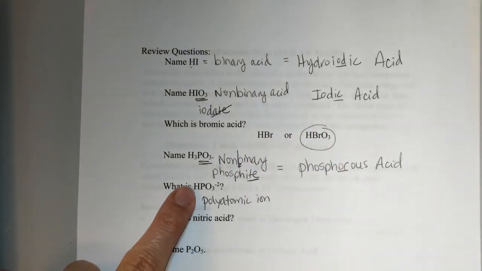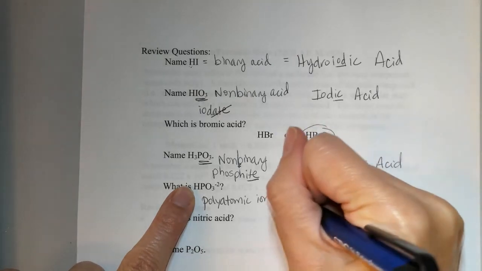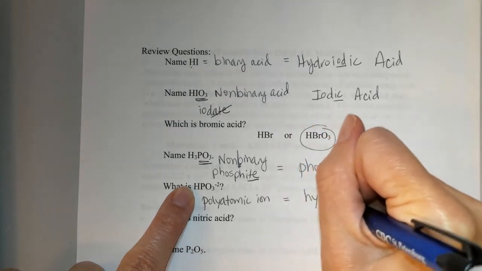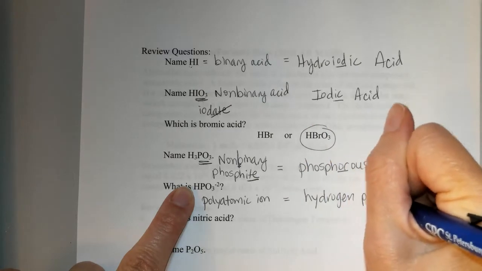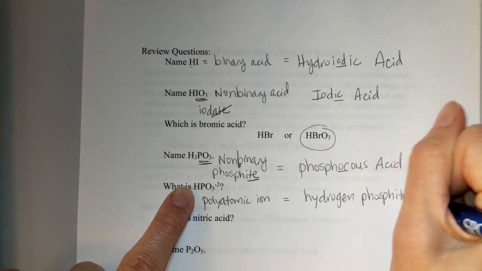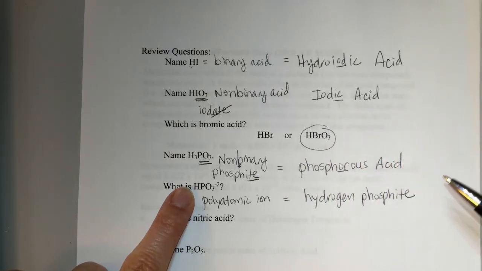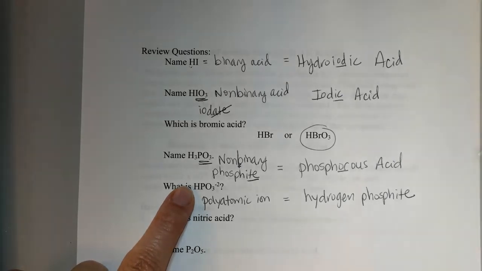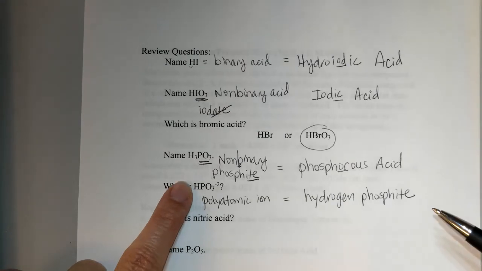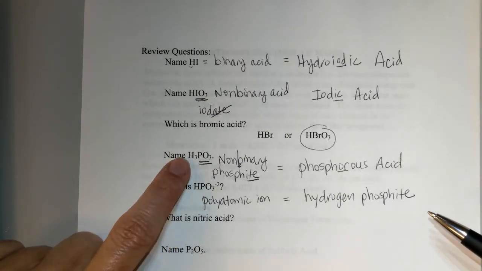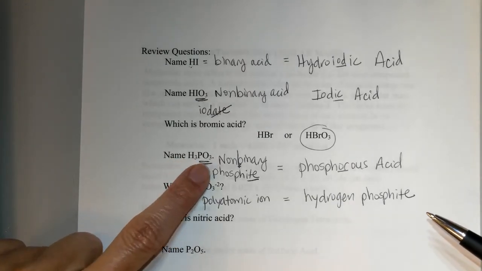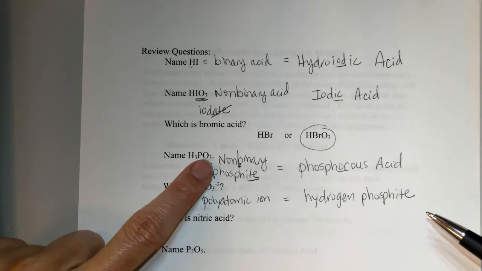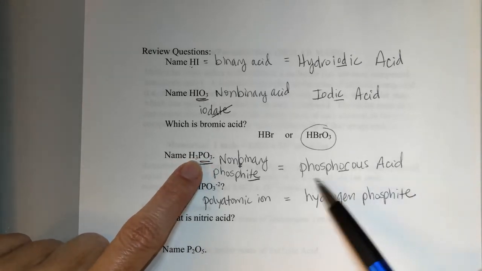So HPO3 negative 2 is not an acid, it's a polyatomic ion, and we name it like a polyatomic ion. It would be called hydrogen phosphite. All right, so just a little bit of a distinction. Now the polyatomic ion, when we name it, is going to be part of a compound, not by itself. But that's why we don't name H3PO3 like trihydrogen phosphite. It's an acid, so we follow the acid naming system.